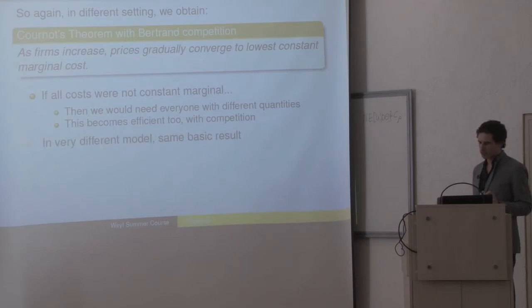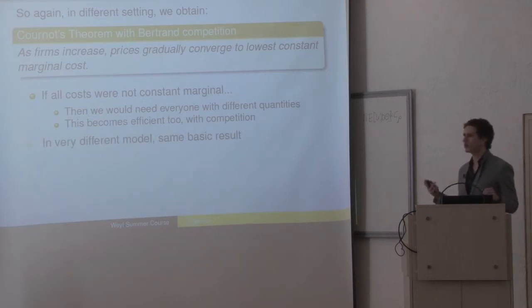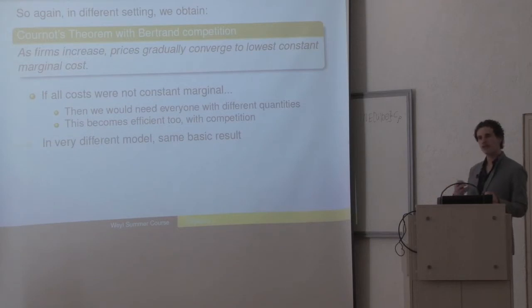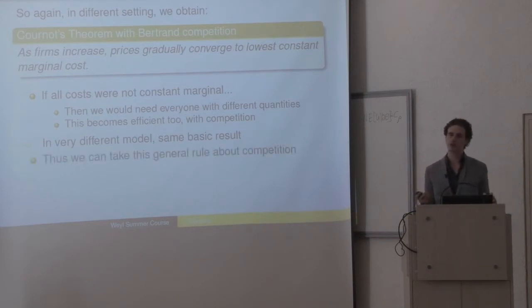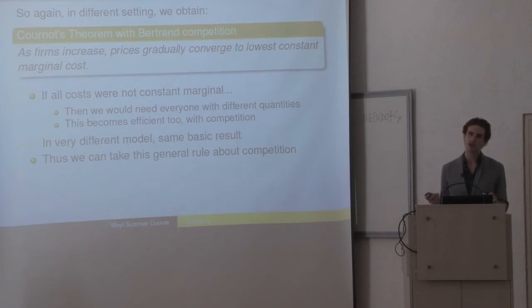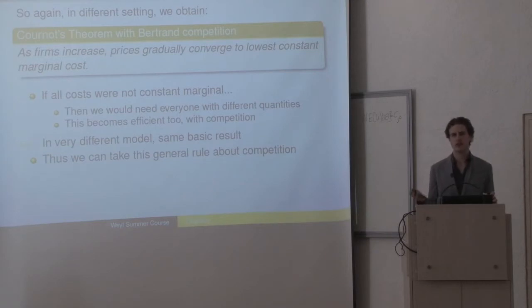OK. So in many different models, there's always some analog of this result. That as something happens, as the number of firms gets larger, as the products get very substitutable, we get towards perfect competition. So this is sort of a general rule about competition. Competition tends to drive prices down to marginal cost, or if there are some fixed costs which make it impossible to drive it down to marginal cost, to average cost, like we talked about before.